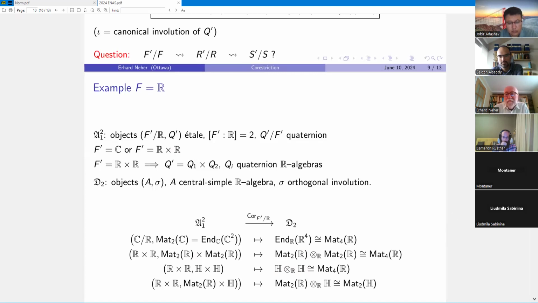Now I claimed that this is in fact an equivalence of categories. And yes, it is an equivalence because there are three isomorphism classes of orthogonal involutions on the 4x4 matrices over R.